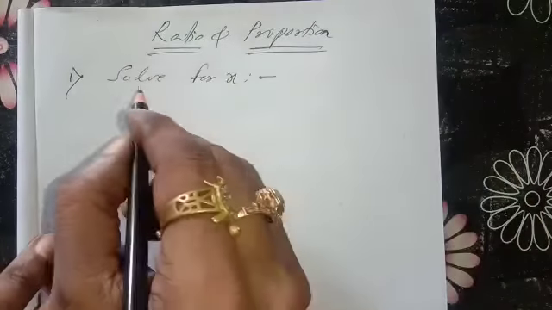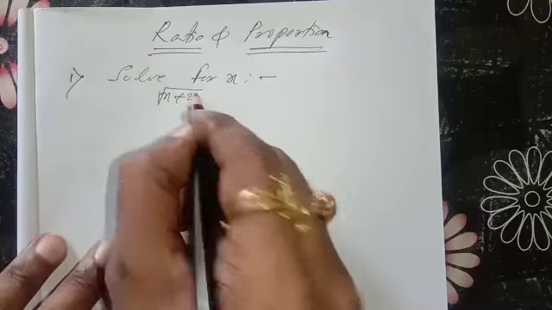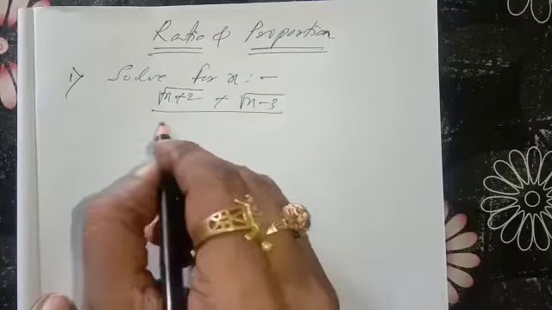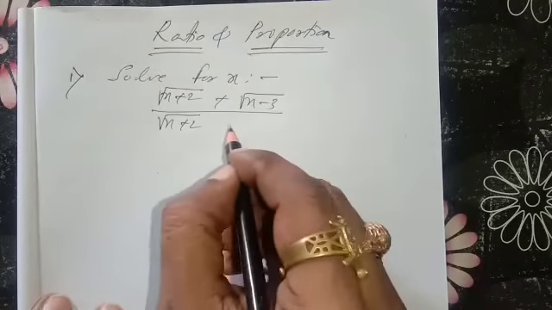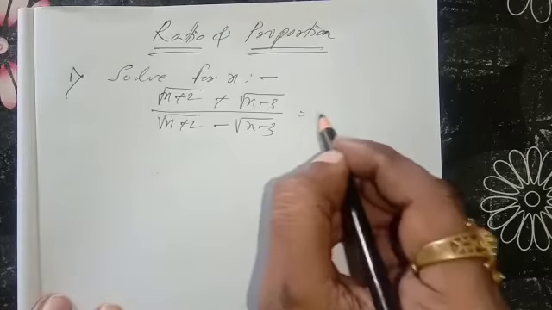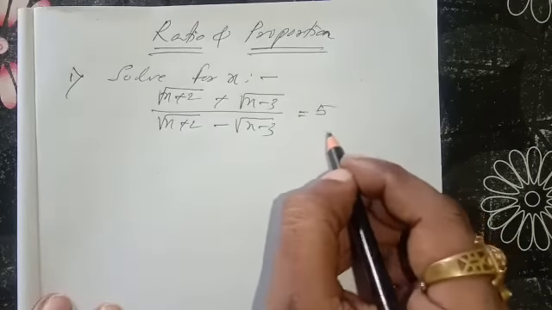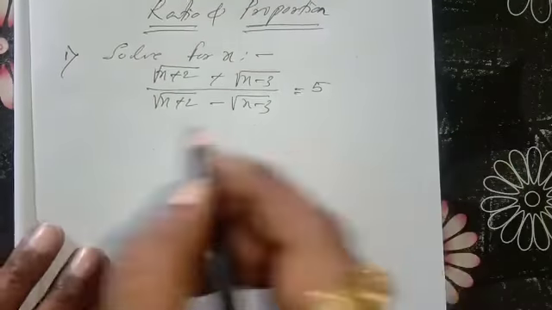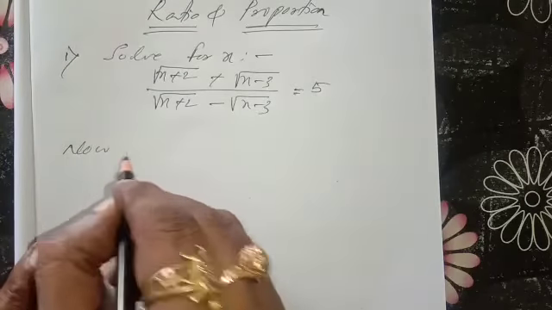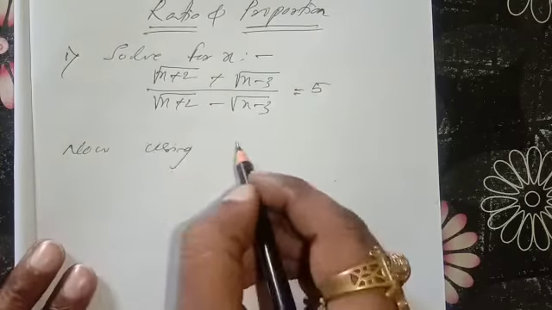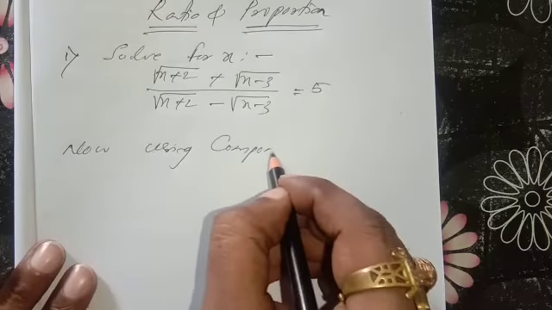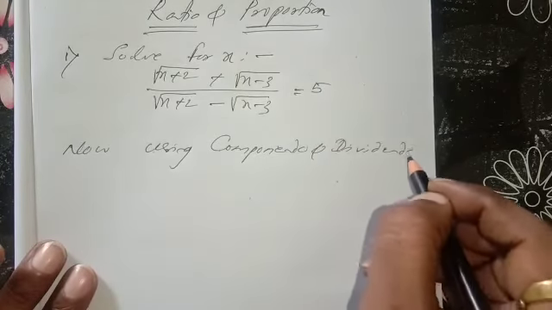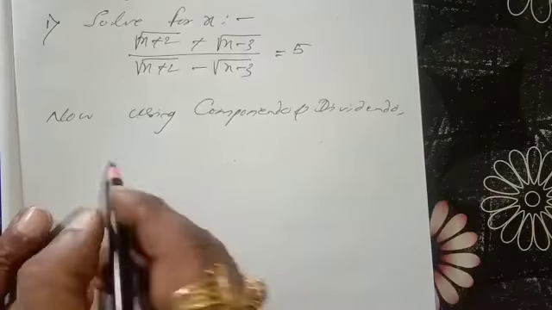See, the question is given: (√(x+2) + √(x−3)) / (√(x+2) − √(x−3)) is equal to 5. This is given. You can write 5 as 5 by 1, no doubt. You have to solve for x. Now, using componendo and dividendo, what will you get here?